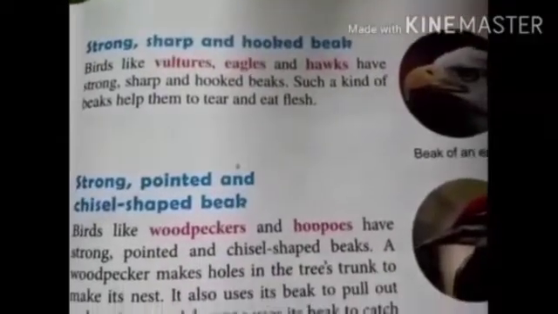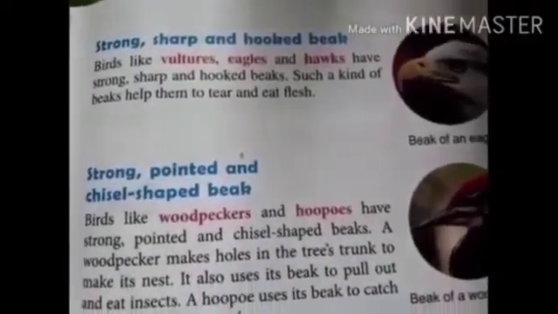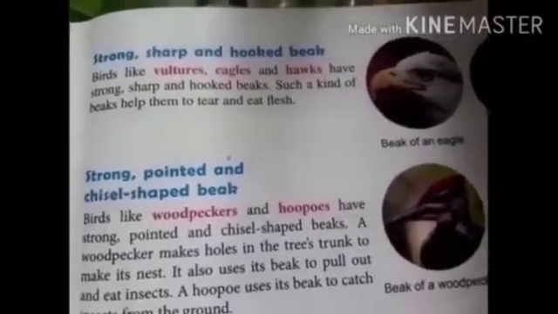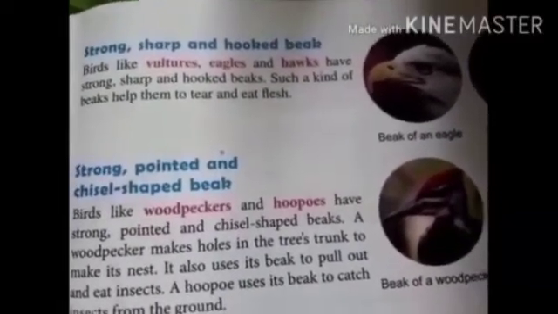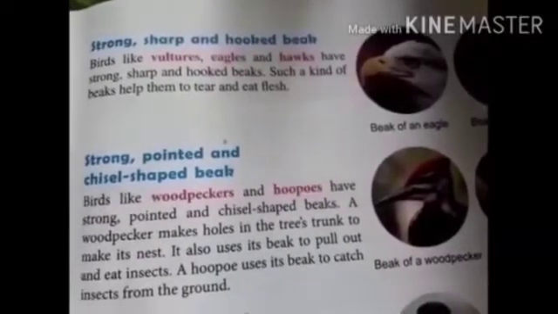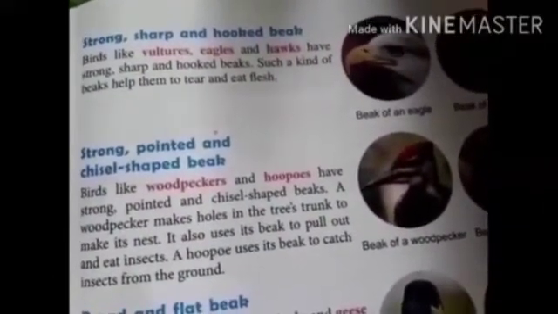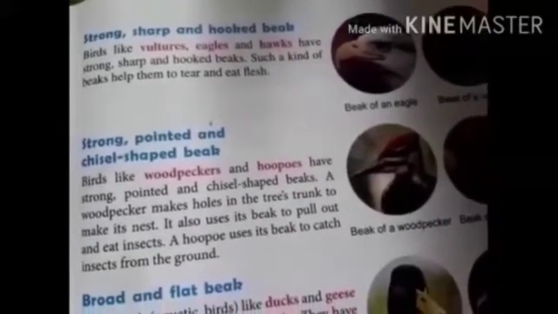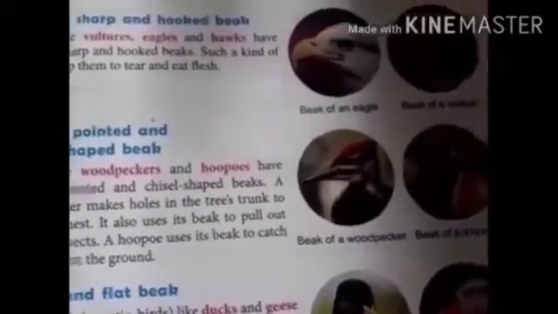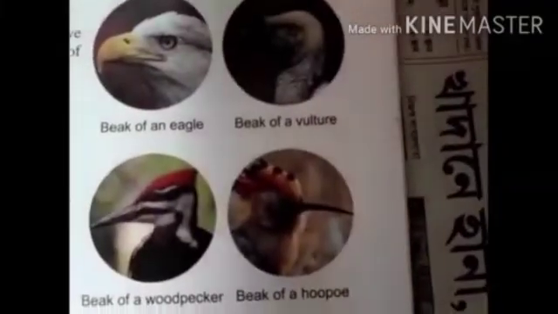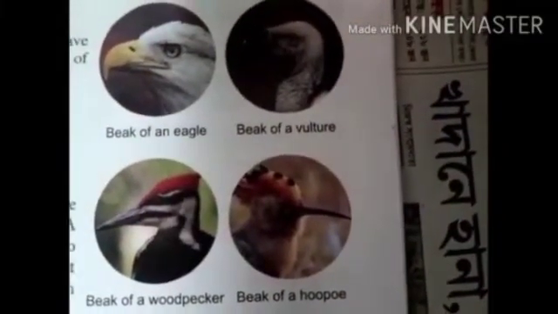Now the next is strong, sharp and hooked beak. Birds like vultures, eagles and hawks have strong, sharp and hooked beaks. Such a kind of beaks help them to tear and eat flesh. They tear and eat flesh of other animals. You see the picture here, beak of an eagle and beak of a vulture.